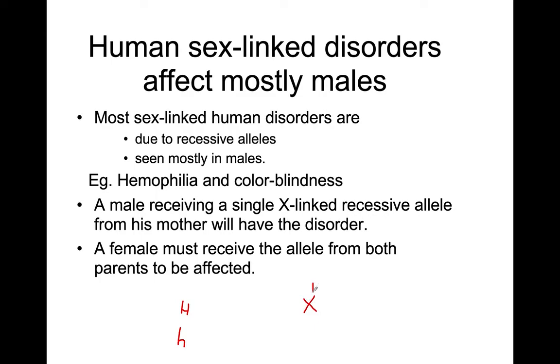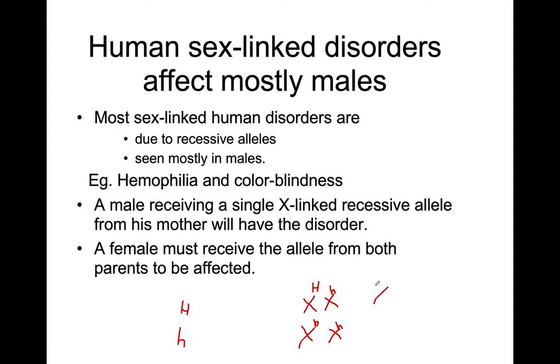So a female could have a number of different genotypes, right? A female inheriting a hemophilia allele from her parents could either have this combination or it could have this combination, depending on the genotype of her parents. So females have a 50% chance of getting away with not getting the disease but carrying the disease gene.